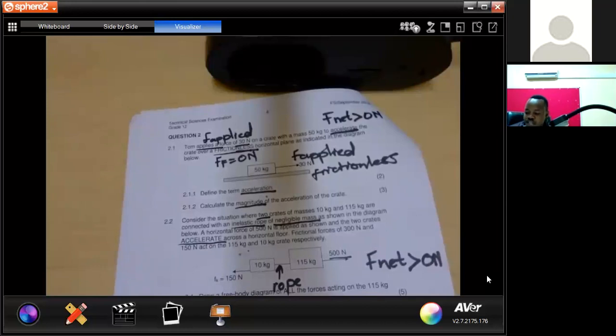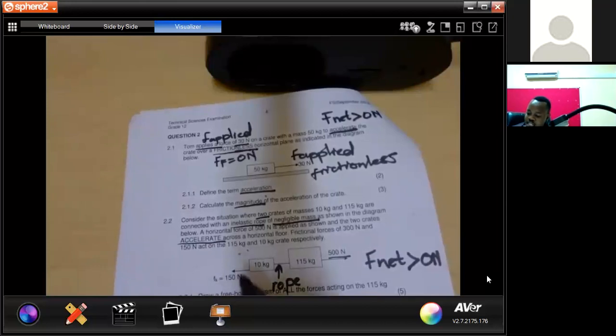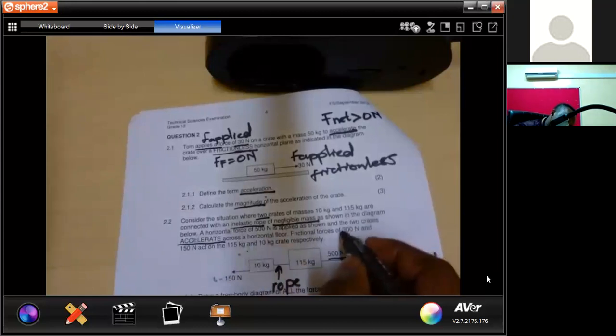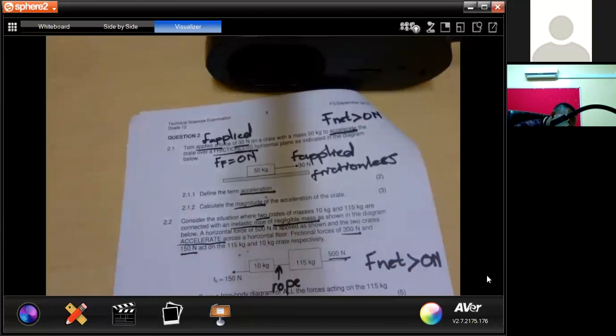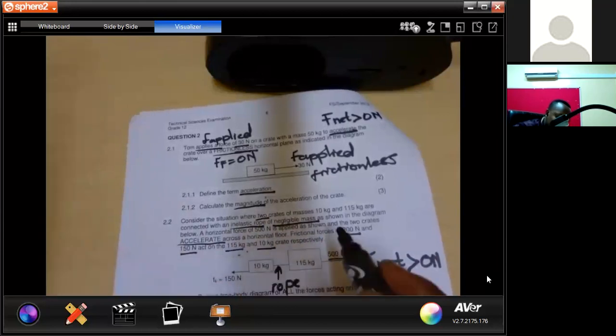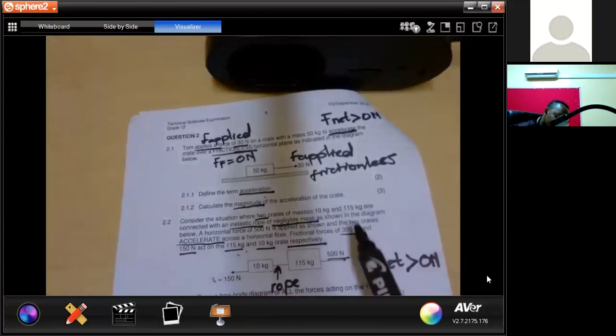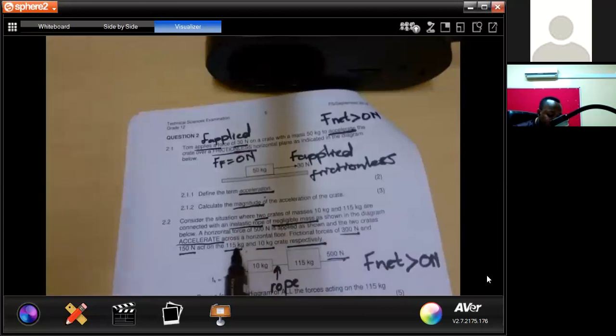Now, that should be very clear because they are telling us it's a frictional force of 300, then that of 150, and it acts on 115 and 10 kilogram respectively. Respectively means in that order. In other words, the 300 newtons is acting on the 115 kilograms, and the 150 newtons frictional force is acting on the 10 kilogram object.